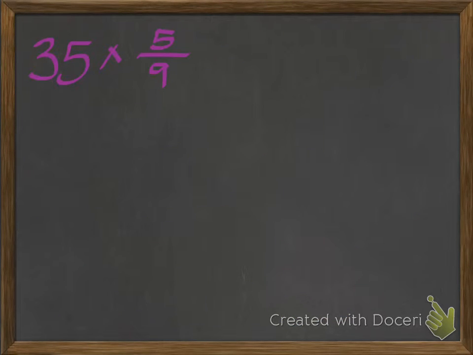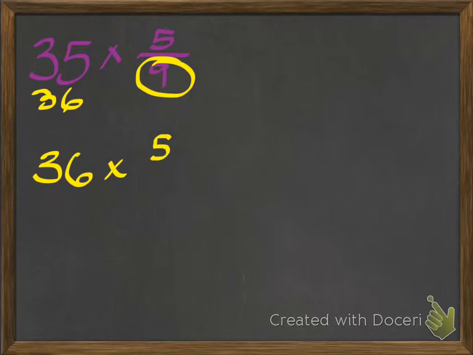35 times 5/9. So this time, let's try it again doing it the same way. I'm going to think about my number 9 and think about numbers that can go into it. And 35 is not divisible by 9, but 36 is. So I'm going to change 35 to 36 because I know I can divide that by 9. So now I'm going to have 36 times 5/9. I'm going to put that over 1.